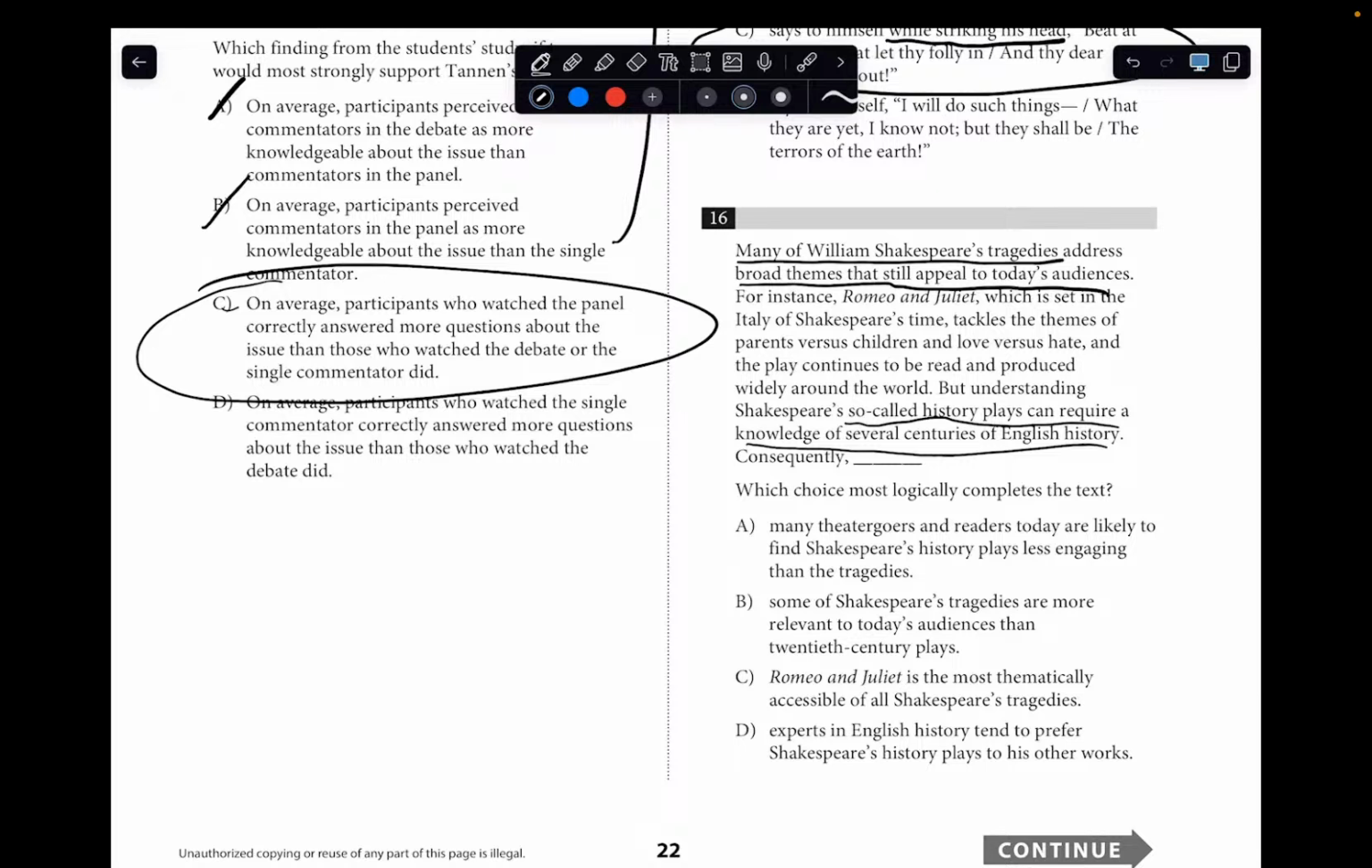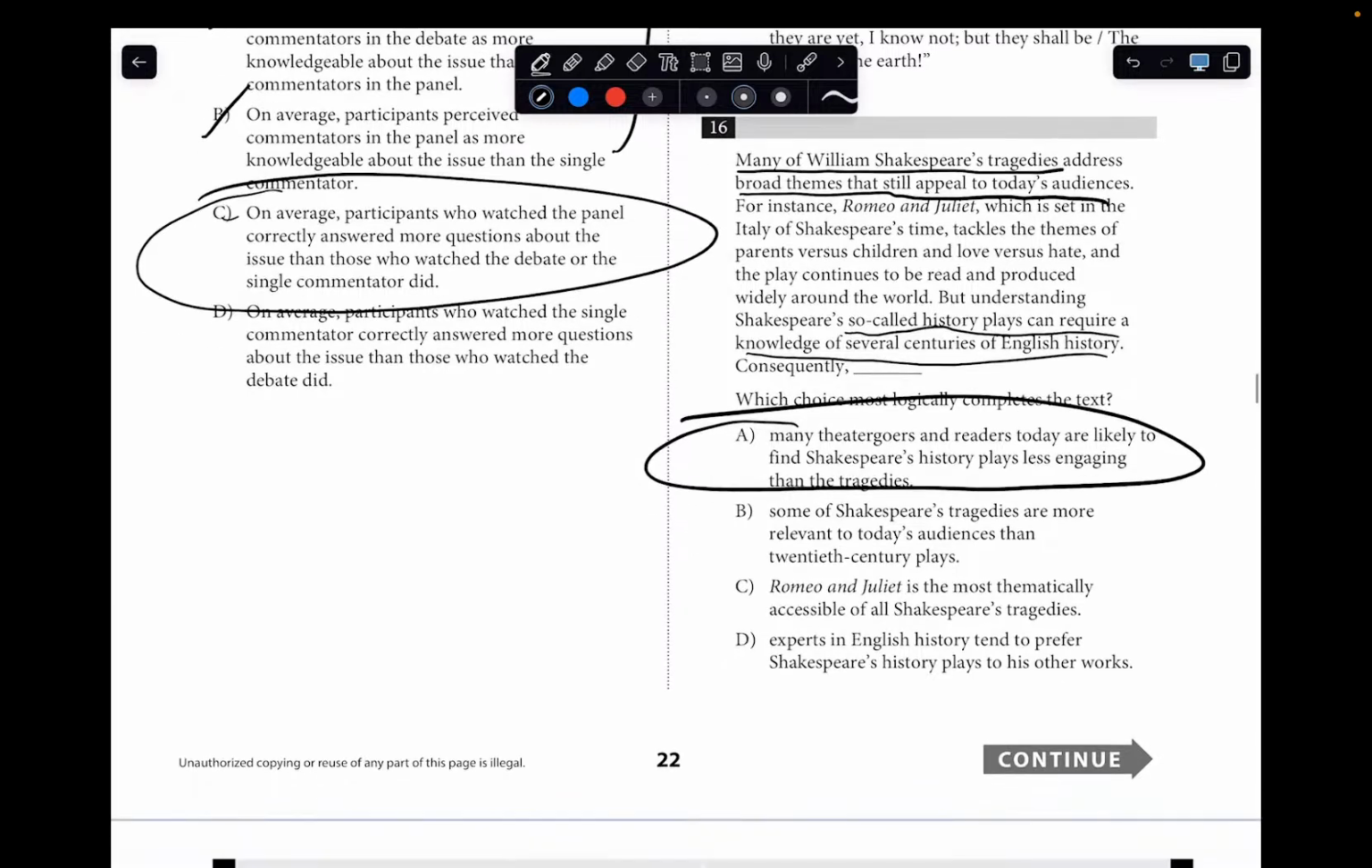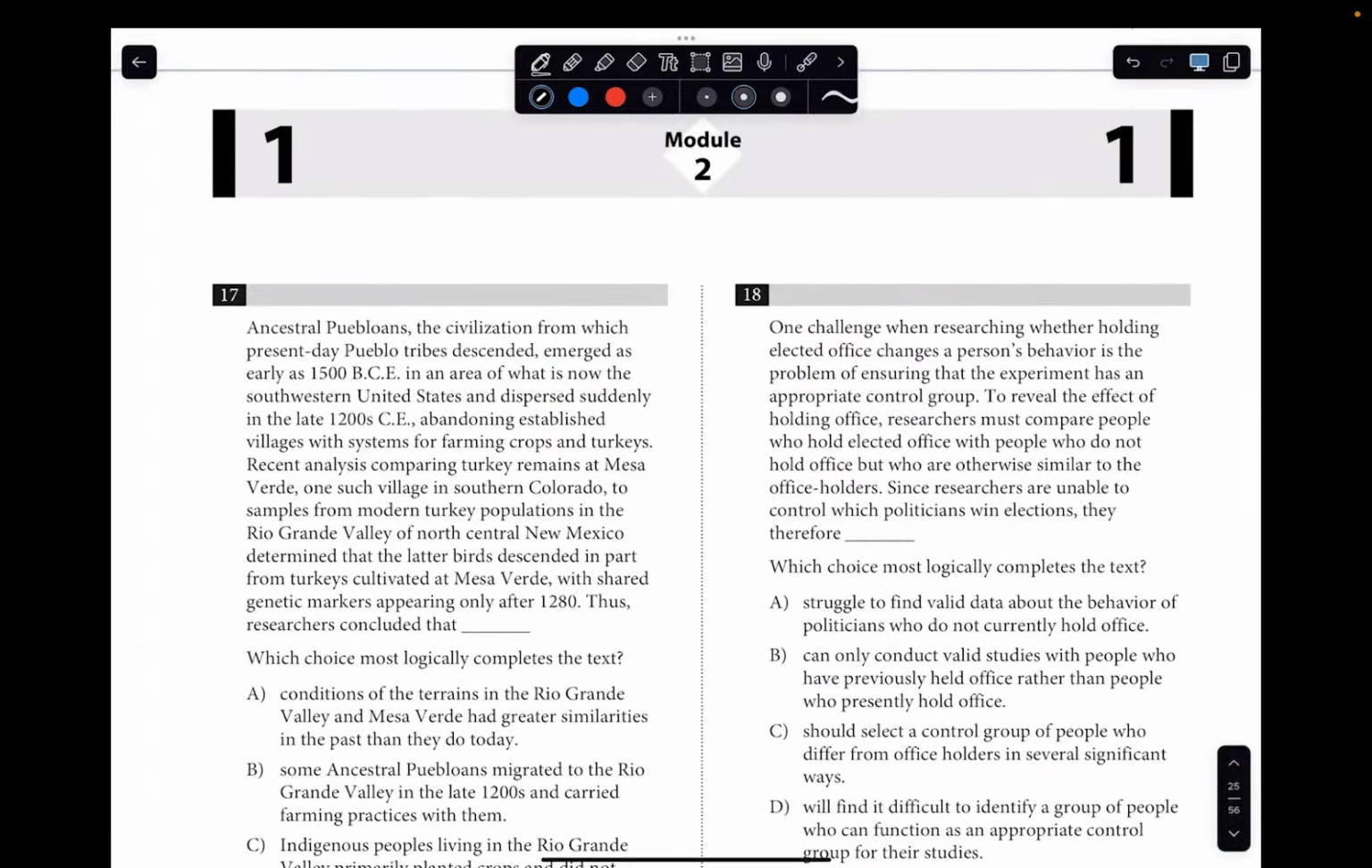Yes. So, which choice logically completes the text? Many theatergoers and readers today are likely to find Shakespeare's history plays less engaging than tragedies. Yes, exactly for the reason you stated, which is because fewer people today are aware of centuries of English history compared to decades or even centuries ago.